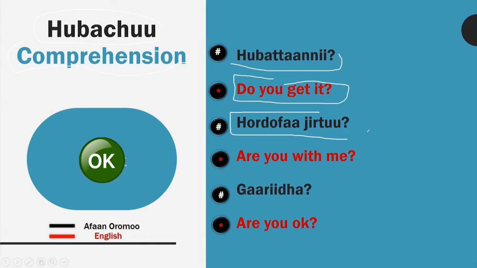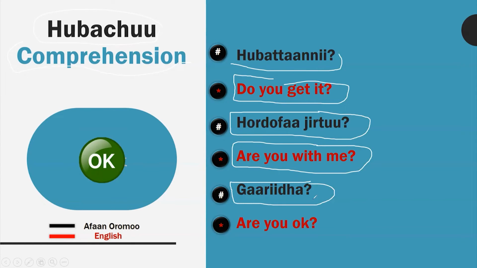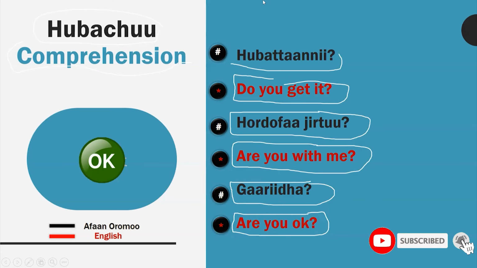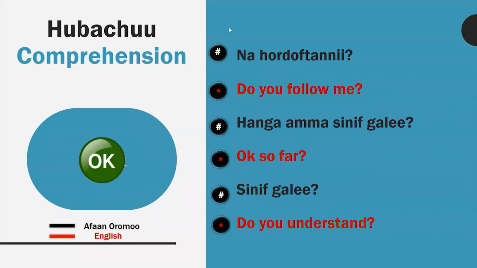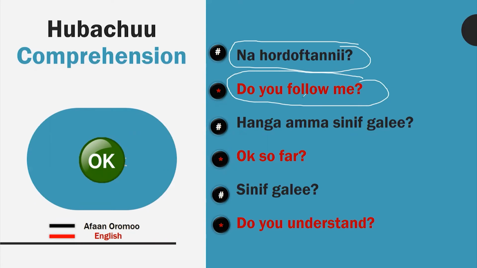The next is hordofajirtu. Hordofajirtu means are you with me or are you following me, like that, okay? Garida. Garida means are you okay? Means do you understand? Is that clear for you? Like that, okay? So the next is about nahordoftani. Here, nahordoftani. Nahordoftani means do you follow me? Do you follow me?